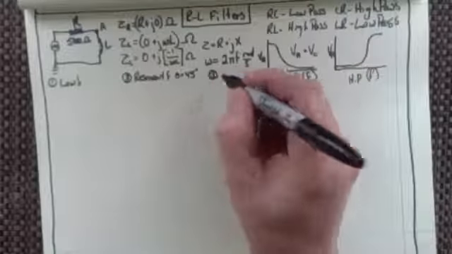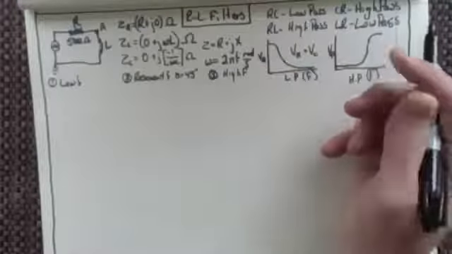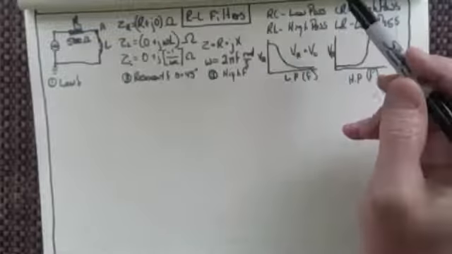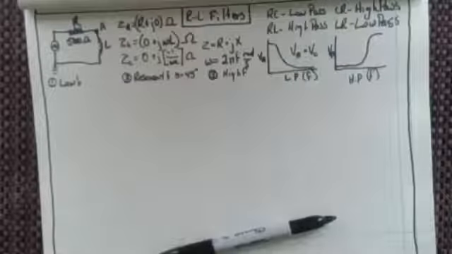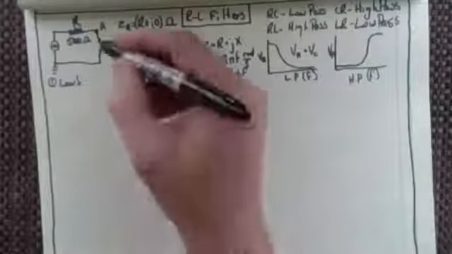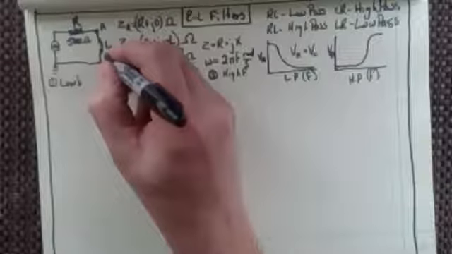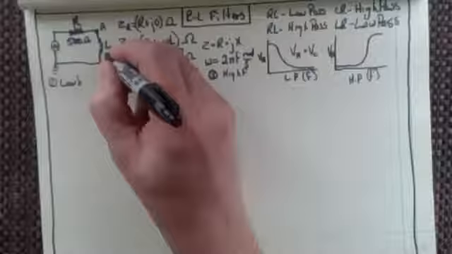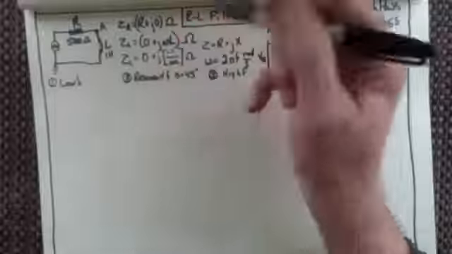And then the third thing that I want to look at is high frequency, and how that's going to change things. So the first thing we want to do is give the inductor a value. Let's say I have 1 Henry, so that the mathematics works out better that way.